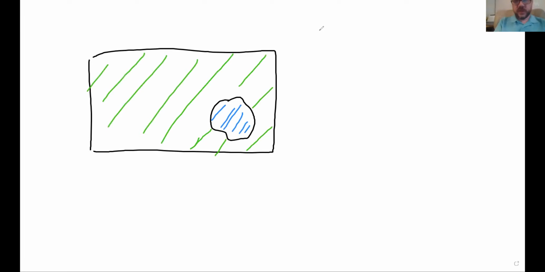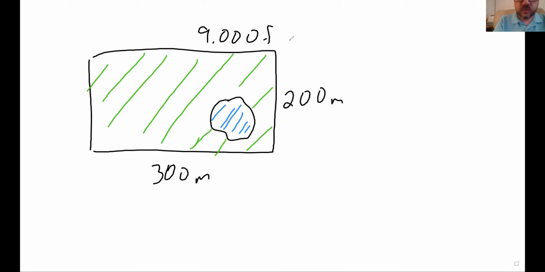So we know that this is 300 by 200, right? 300 meters by 200 meters, which is quite a park, by the way. That's quite a distance. And then the pond has 9,000 square meters of area. Right, so what we want to do is find the area of the green out of the total area. The easiest way to do that, at least in my opinion, well, let me pause for a second and let you think about it.